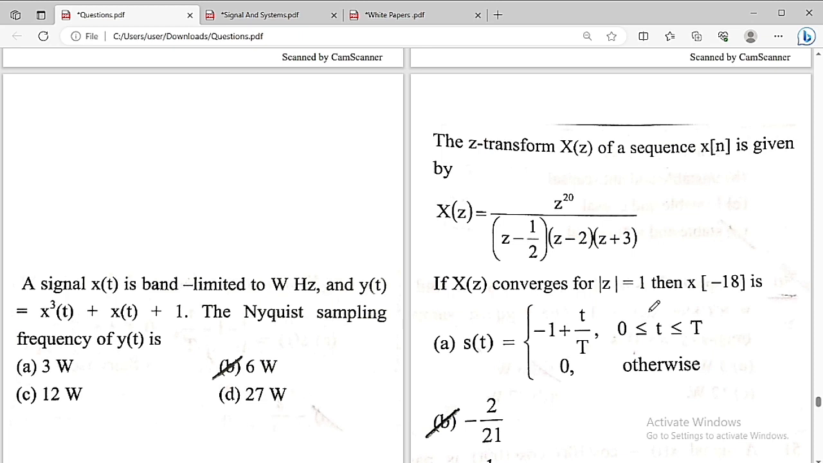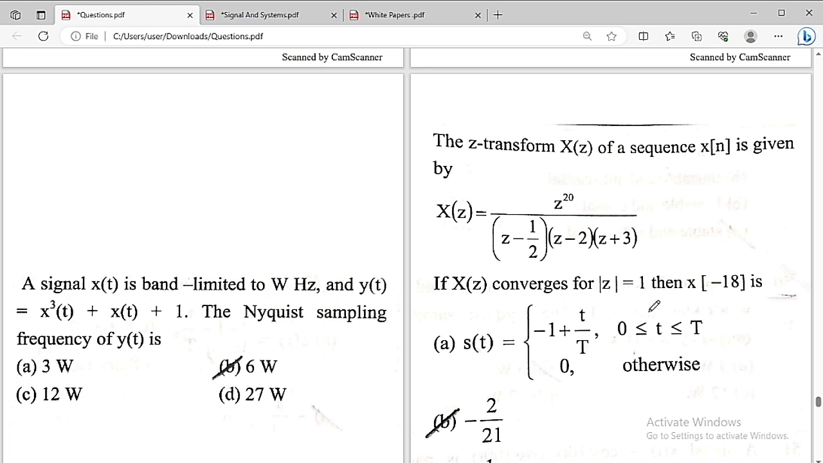What's the meaning of this one? If X(z) is going to converge for mod z equal to 1, it means in the ROC of X(z), mod z equal to 1 is present. That means the unit circle is going to be present in the ROC. What is the meaning of ROC?